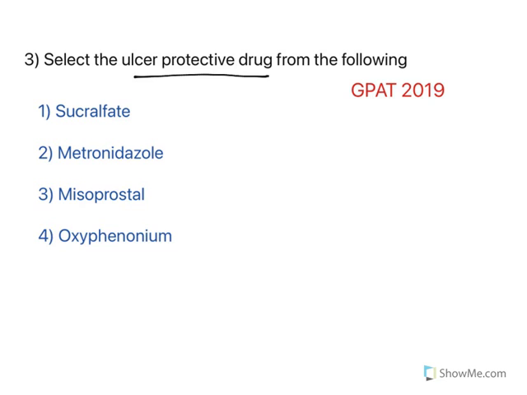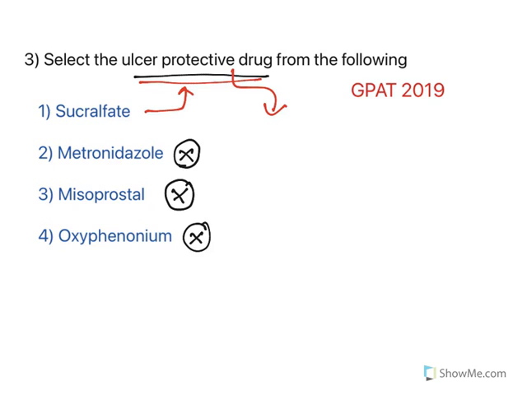Select the ulcer protective drug from the following. See, physiological action. This is just asking what is the physiological action. Sucralfate is an ulcer protective drug. Metronidazole is an antibiotic. Misoprostol is also used to treat ulcer, but this reduces acid secretion. Oxyphenonium is used to treat spasms. So which one is the ulcer protective drug? Sucralfate.